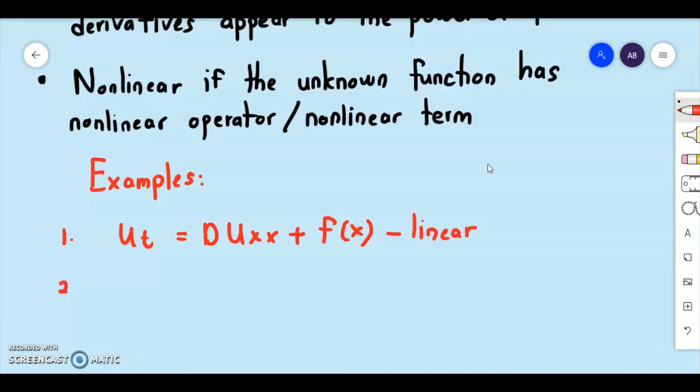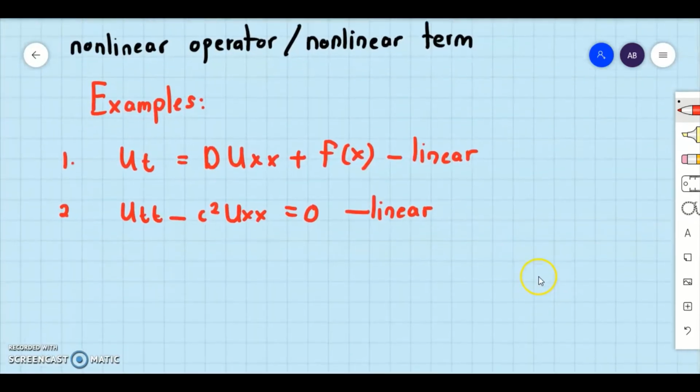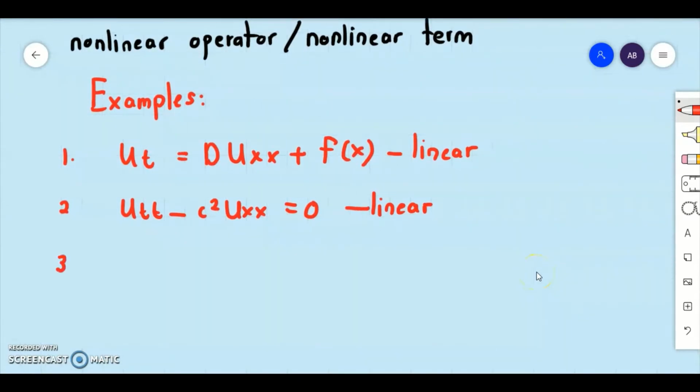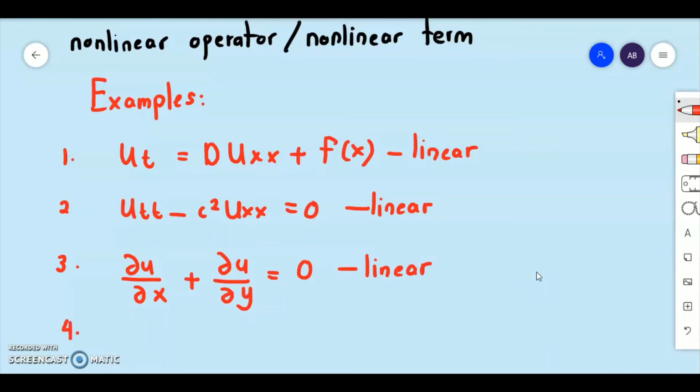Now the second PDE, we have u_tt minus c squared u_xx equals 0. This is also a linear PDE because the function u doesn't appear anywhere nonlinearly. Now 3 here, partial u over partial x plus partial u over partial y equals 0. Now this is also a linear equation. I hope I can give you an example of nonlinear.